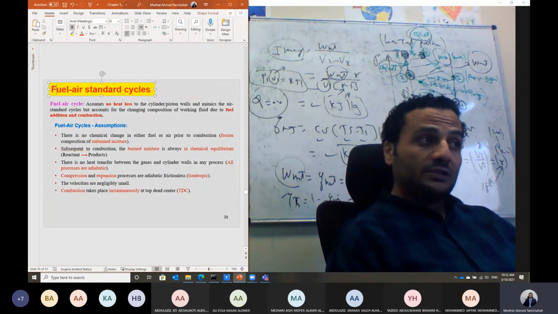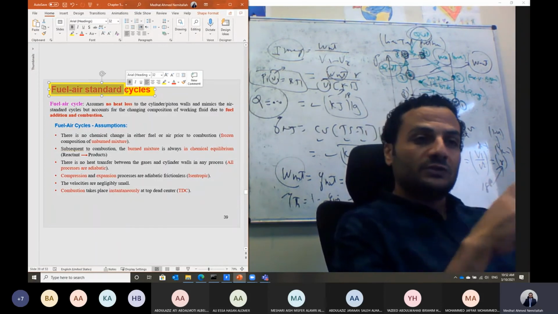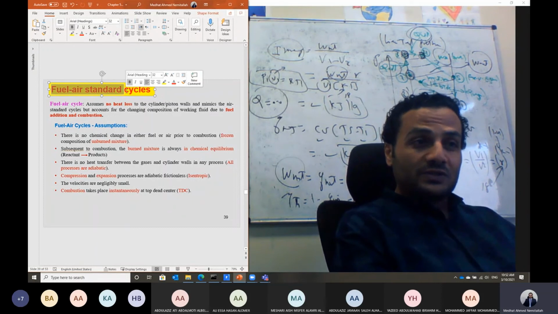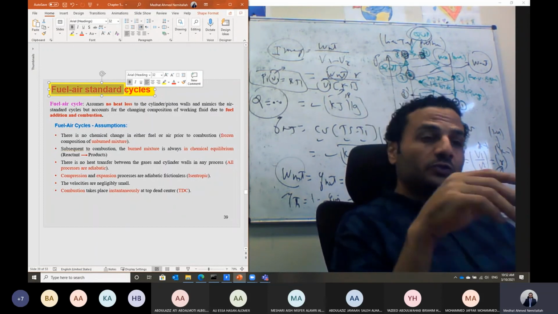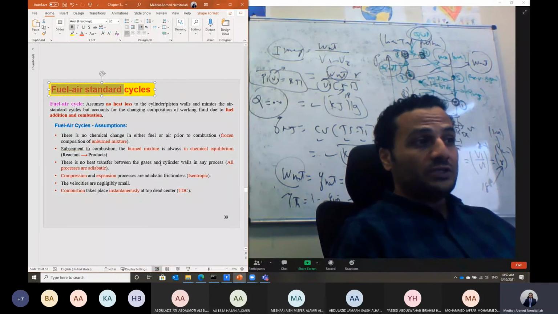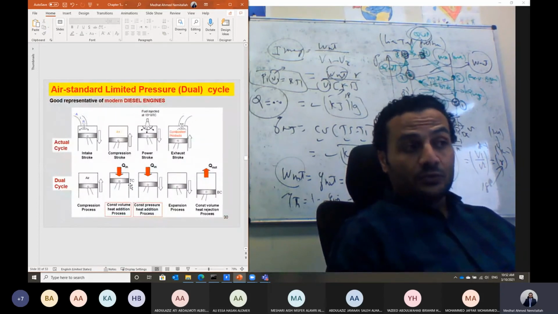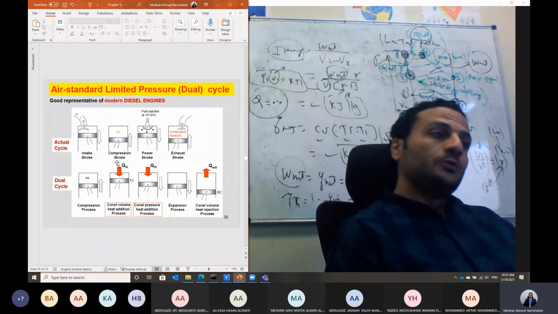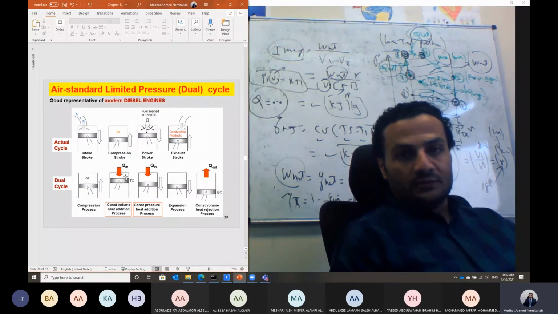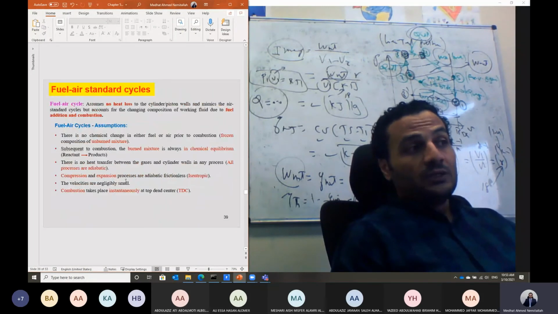That means in the fuel-air cycle, the cycle is not a closed cycle anymore. We have considered the intake valve and the exhaust valve, so the system is an open system in this case. And if you look here at the Otto cycle, in the air standard Otto cycle the system is closed, and instead of combustion we just consider heat being added. But here in the fuel-air cycle, we will consider the real combustion process.